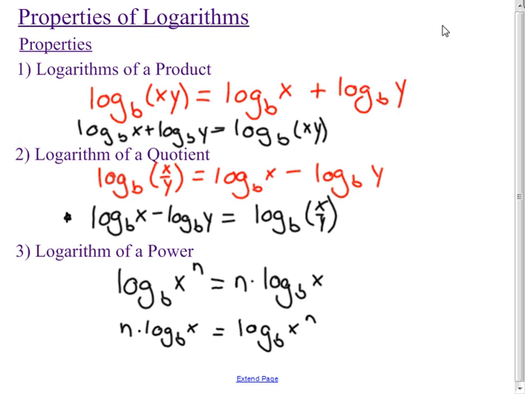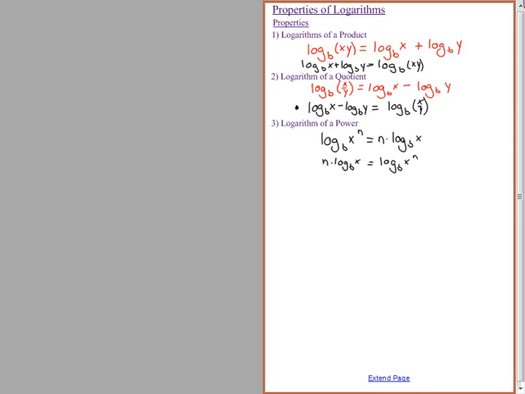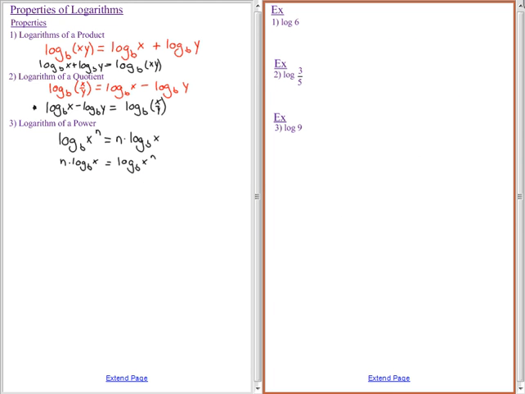Now, we can't have other operations that are taking place in here. If we're going to perform these properties, it has to be as a single log in a single situation or with the subtraction piece. So please do not make up your own rules for these. Now, I've got some examples that go along with each of these as well.